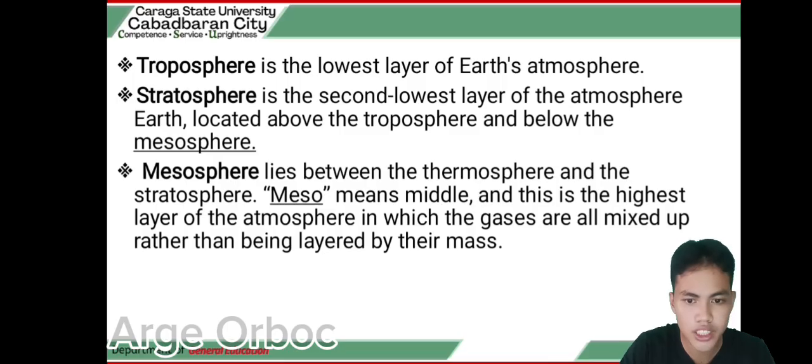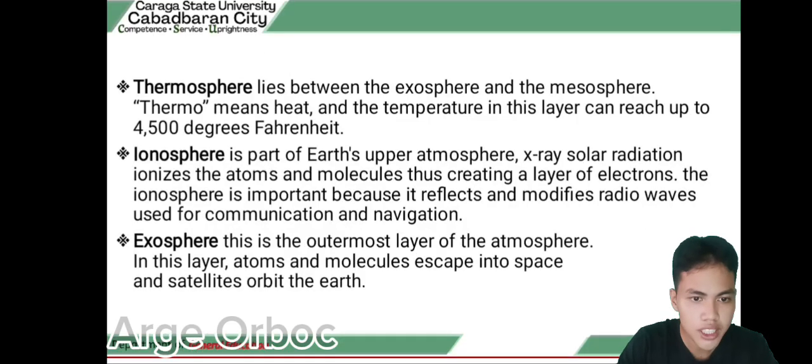The mesosphere lies between the thermosphere and stratosphere. Meso means middle, and this is the highest layer of the atmosphere at which the gases are all mixed up rather than being layered by mass. The thermosphere lies between the exosphere and mesosphere. Thermo means heat, and the temperature in this layer can reach up to 4,000 degrees Fahrenheit.